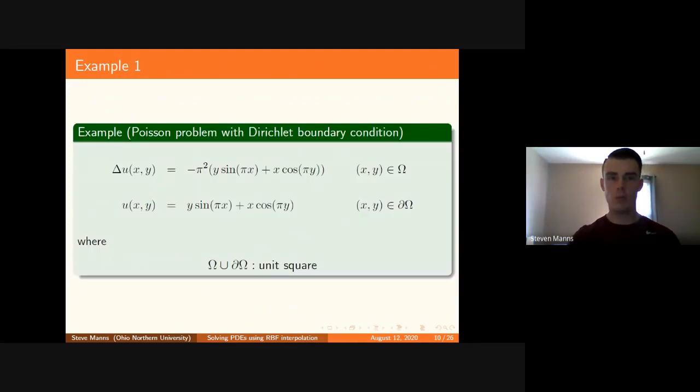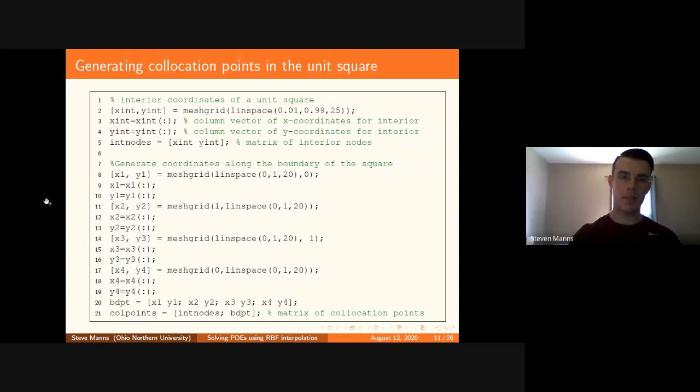Our first example is a Poisson problem with Dirichlet boundary condition where the domain is the unit square. As I mentioned a few slides ago, delta here is the Laplace operator in two dimensions. Generating collocation points in a unit square, when the domain is simple like a square, this process is straightforward.